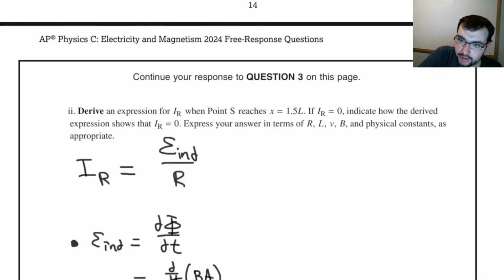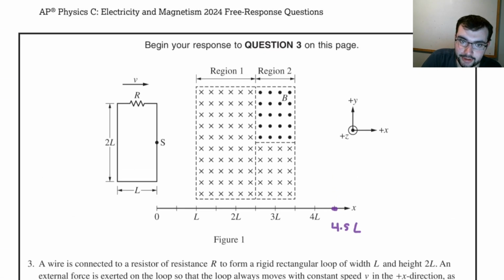And well, let's look here. If we look at our loop and go back up here, the effective area is changing. There's always going to be this height that's in the region. It's just a matter of how much of the length is in the region. So this length would be called x, and this is still 2L. So the rate of change of the area is just going to be 2L times dx dt, which we know as a velocity.